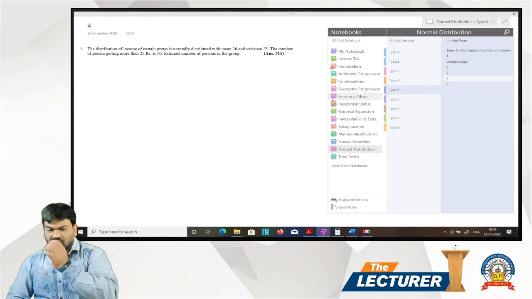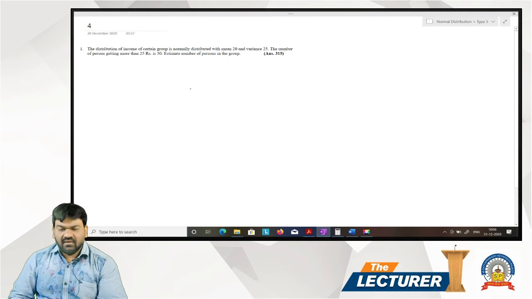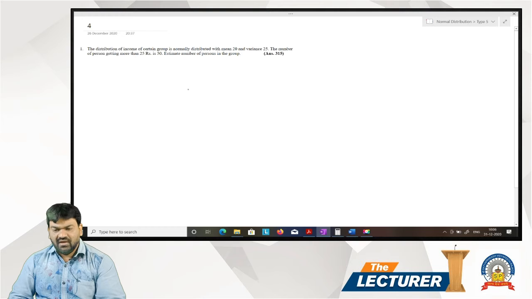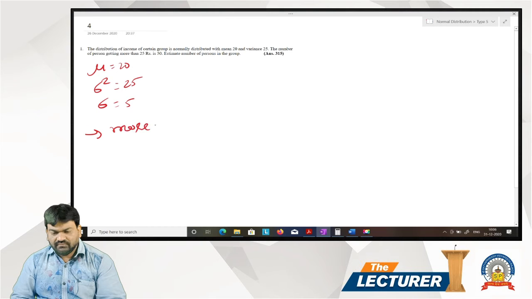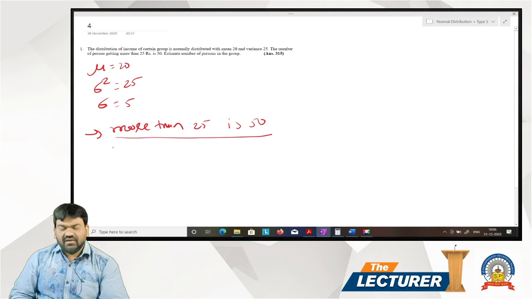Next, example number 4. The distribution of income of a certain group is normally distributed with mean 20. So mu is equal to 20, and variance, that means standard deviation square, is 25. So standard deviation is equal to 5. The number of persons getting more than 25 rupees is 50. Find the number of persons in the group.